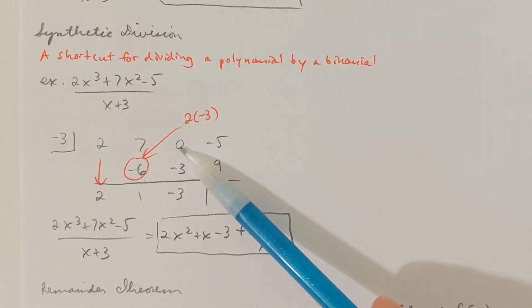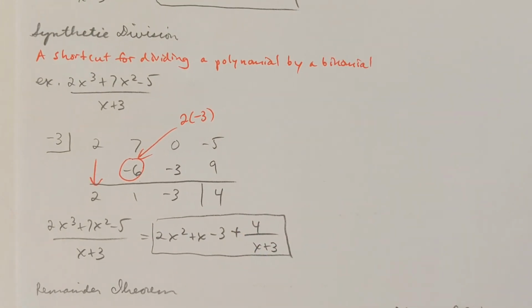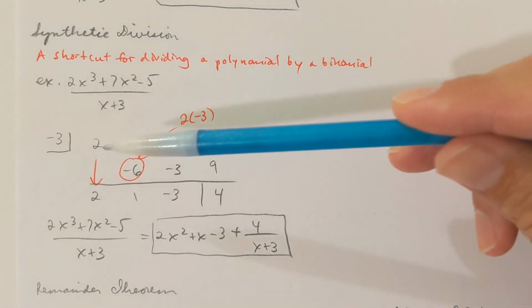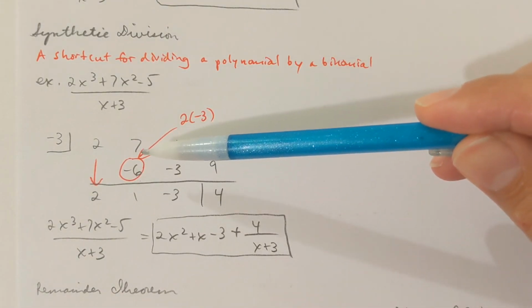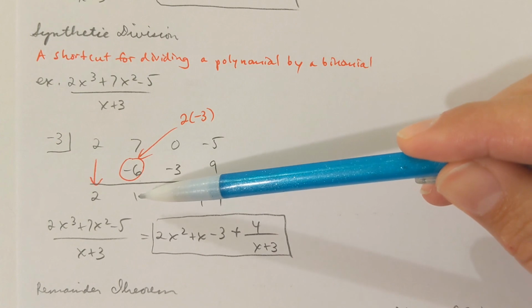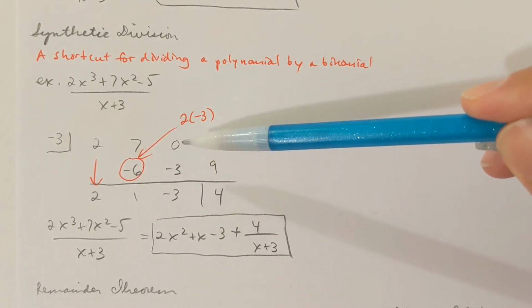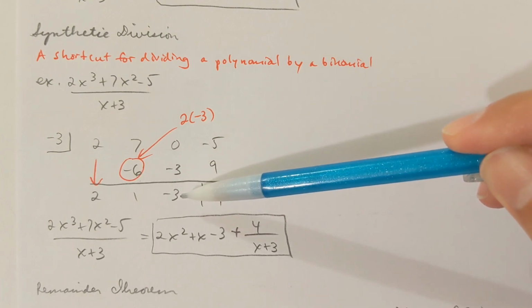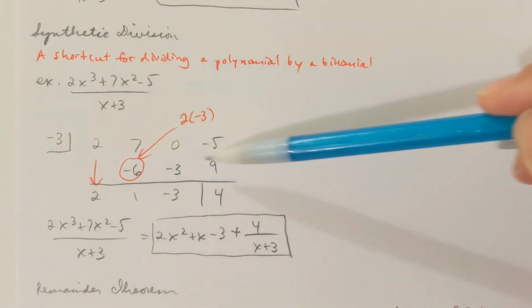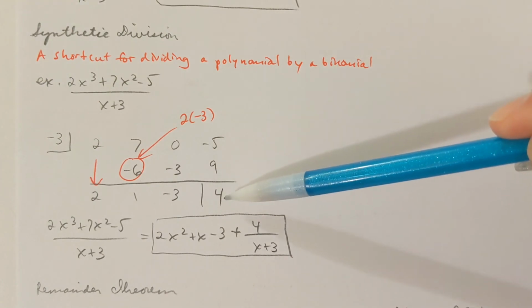Be sure that you don't forget about this 0. We must have this 0 there, otherwise we get the wrong answer. So step 1 is to bring the 2 down. 2 times -3 is -6. 7 minus 6 is 1. 1 times -3 is -3. 0 minus 3 is -3. -3 times -3 is 9, and -5 plus 9 is 4.